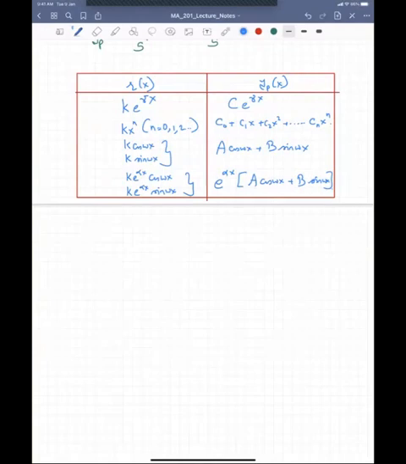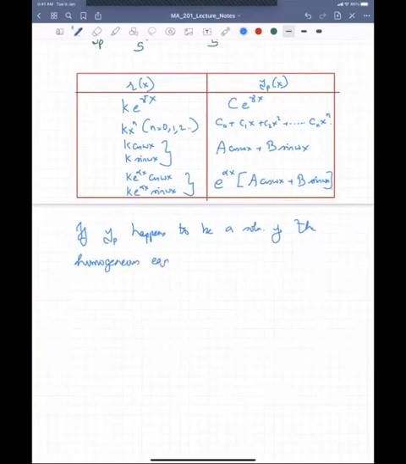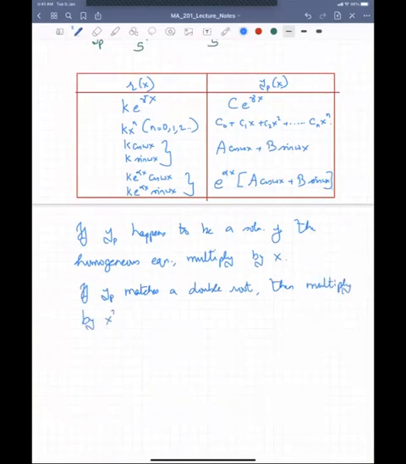Okay, so if yp happens to be a solution of the homogeneous equation, multiply the ansatz yp by x. Okay, if it matches a double root, then multiply by x squared.